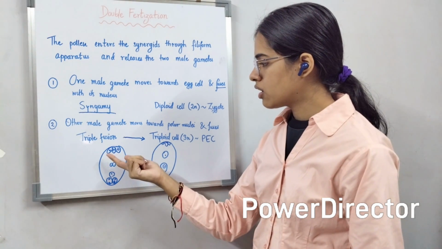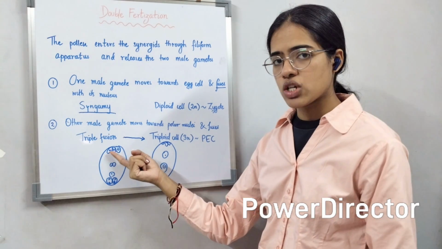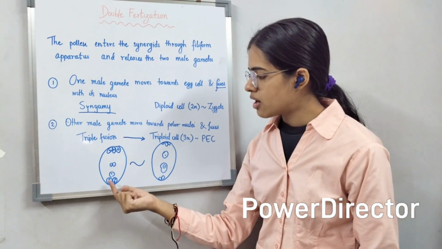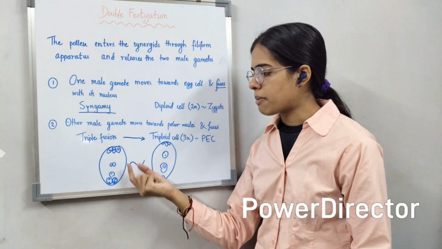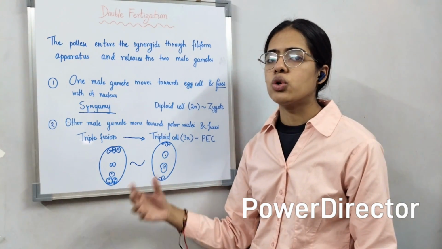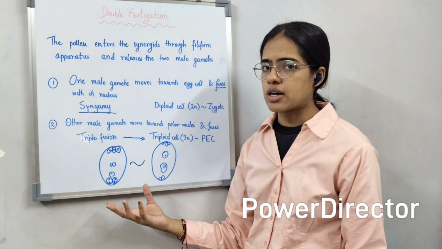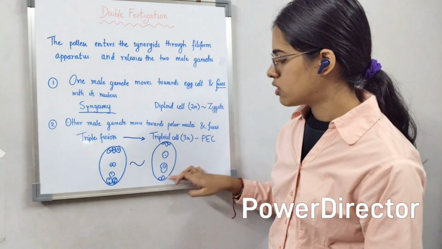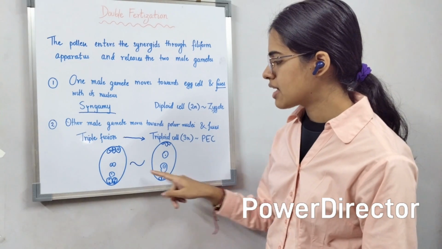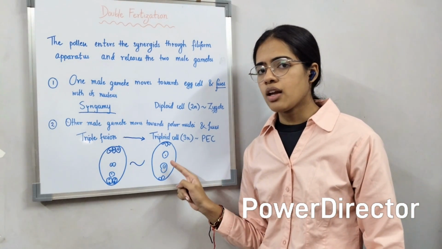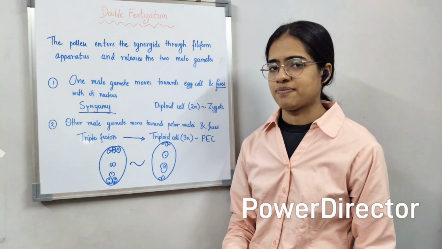Also, the antipodal cells, which are present at the top of the egg apparatus, and the synergids and filiform apparatus, which are present at the bottom towards the chalazal end, start to degenerate after the occurrence of the double fertilization. So these are degenerating cells, and these are the zygote and the primary endosperm cell.